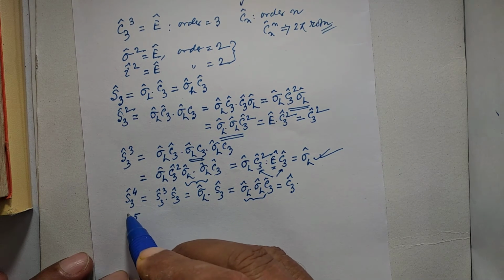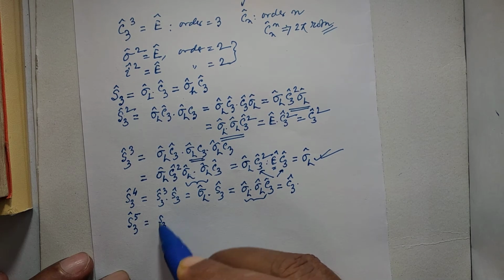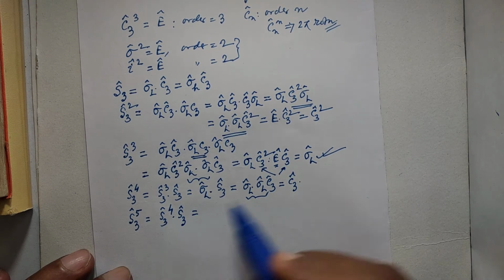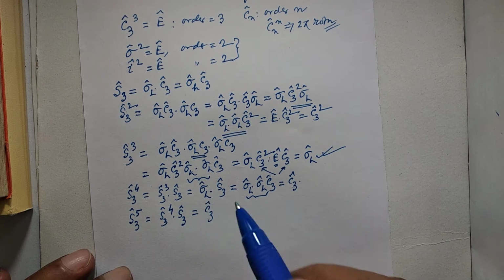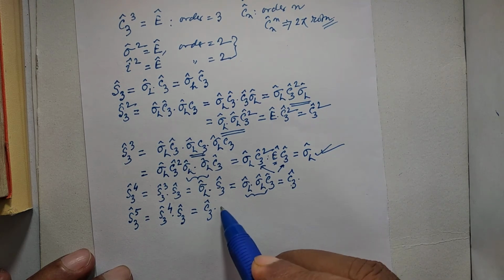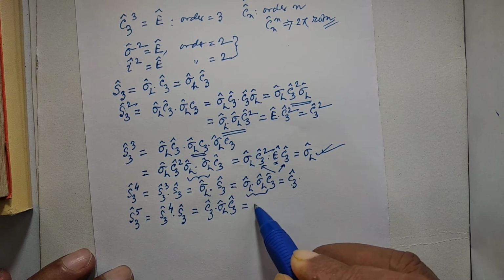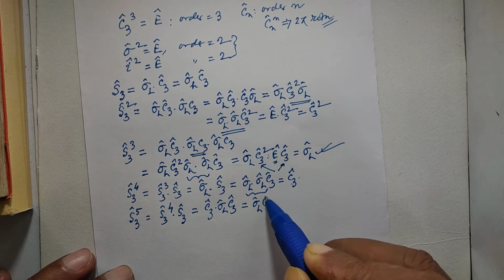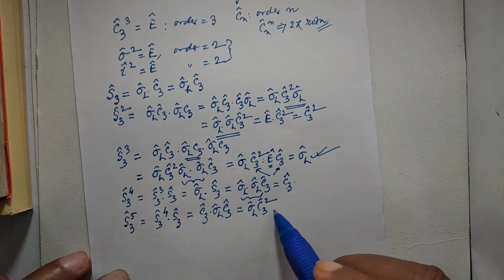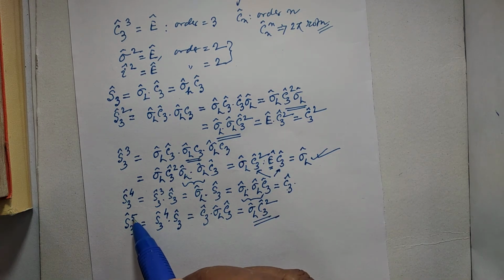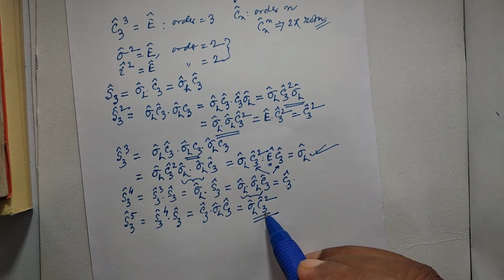S3 five times is S3 four times multiplied by S3. S3 four times is C3. You have got it here, and then S3 is sigma h C3. So this is sigma h C3 square. This is a genuine composite operation. So S3 to the power 5 is really an improper rotation, and it is equivalent to sigma h C3 square.